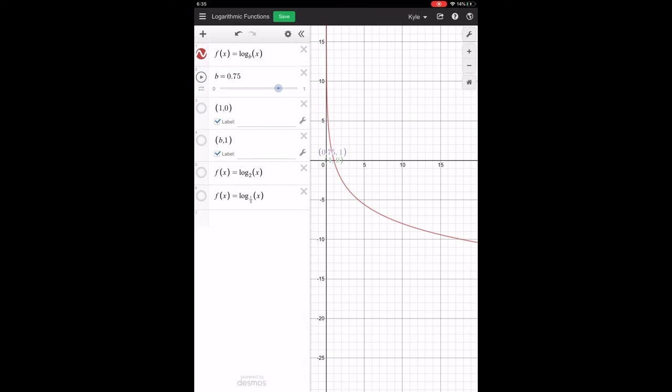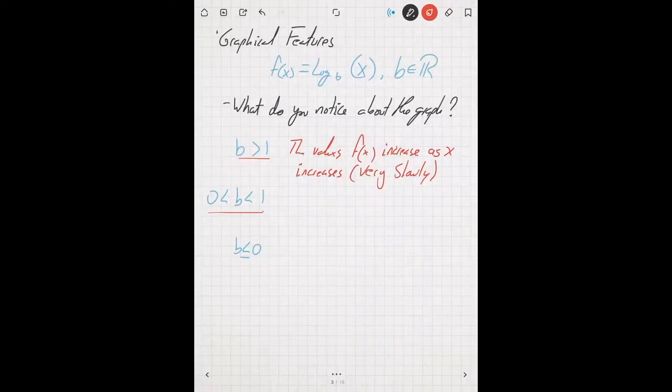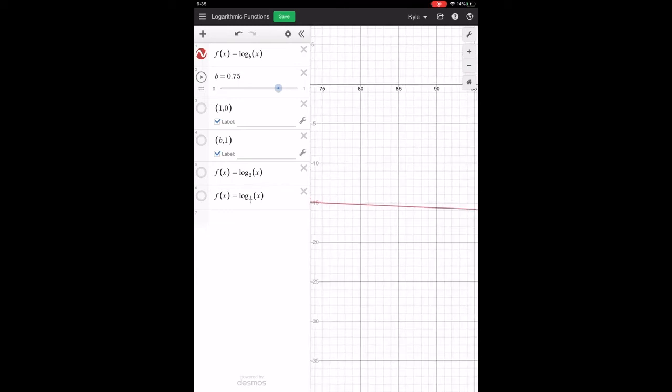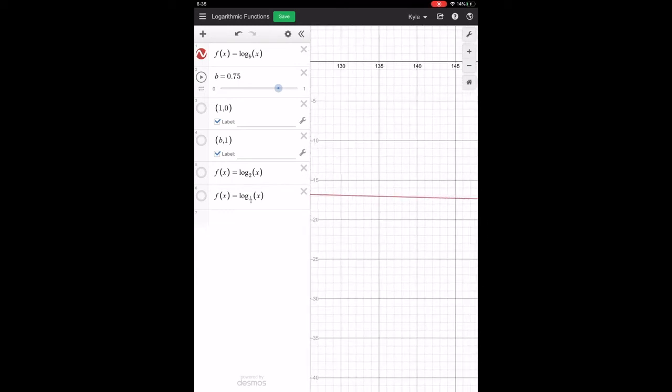So maybe we should make note of this. We can say that when b is between 0 and 1, the values of f of x decrease as x increases. And again, this does so very slowly. Let's take a look back at that graph. We can see that as x increases, our output values keep decreasing, but they do so rather slowly.